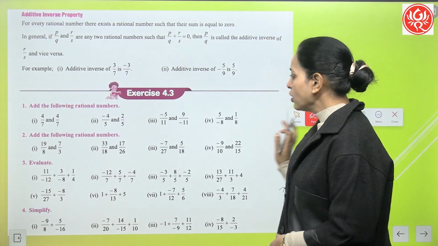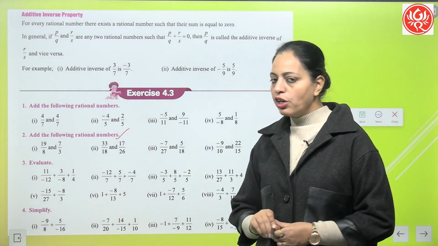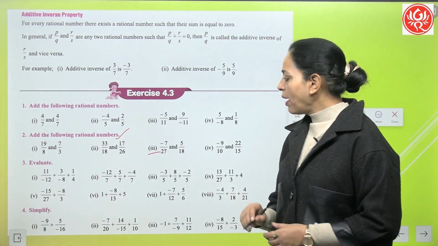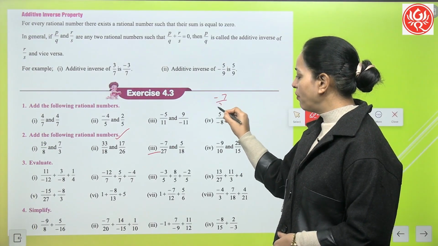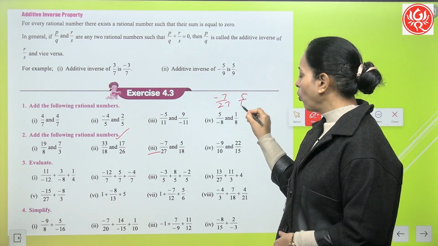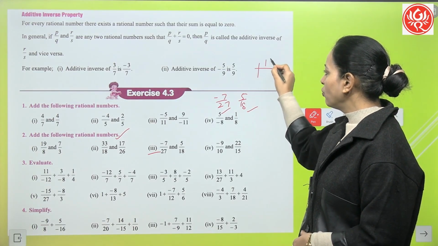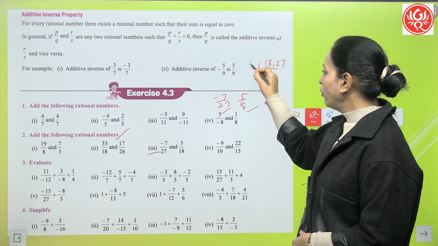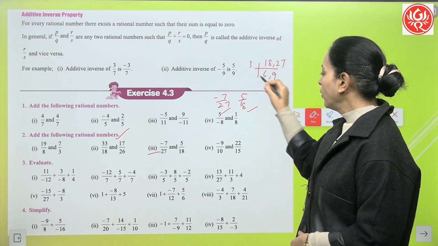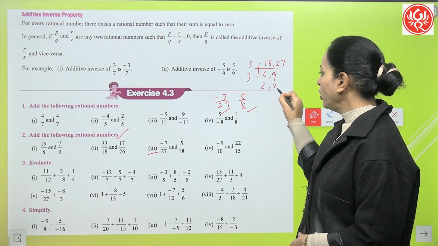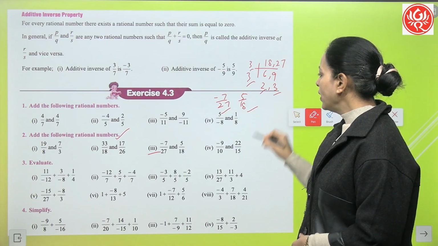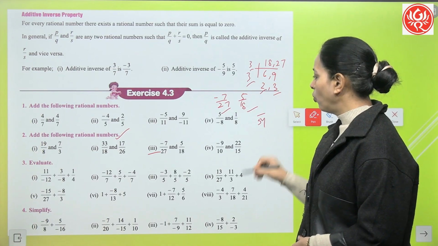Right? Now second question, add the following rational numbers like third part minus 7 upon 27 and 5 upon 18. So take the LCM of 18 and 27. So by 3, again by 3. So LCM is 54, right?